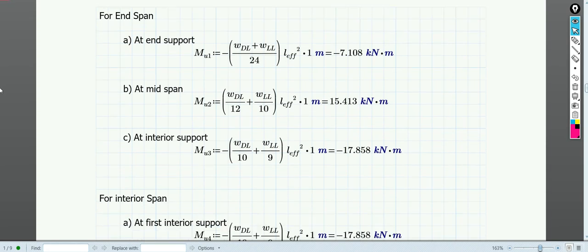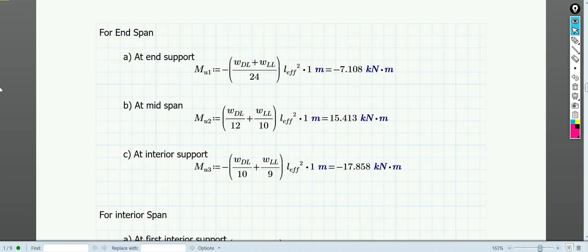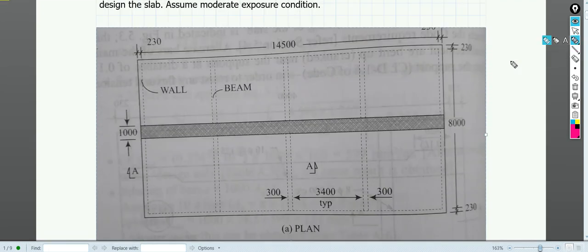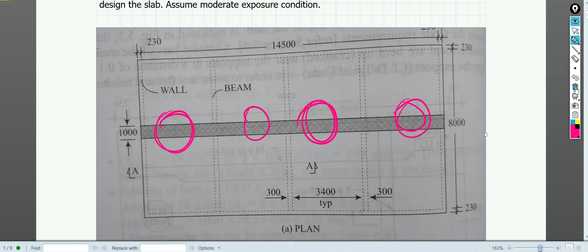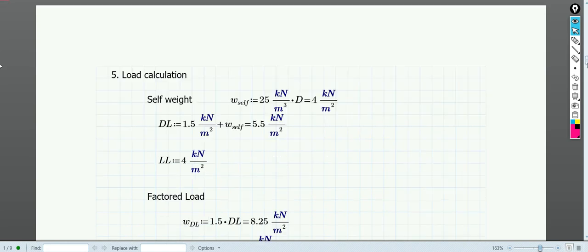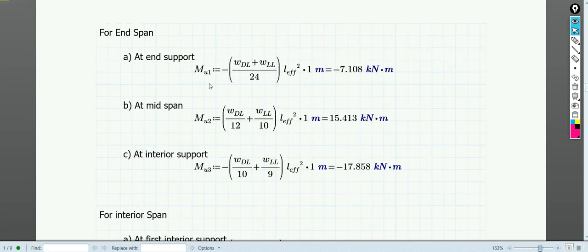Now let's calculate the moments for the inspan. Suppose for the inspan, that means this span we are talking about, this span, this span. Okay, these are the end spans, right? And these are the interior spans. Now for the end span, here Mu1 is basically, at first we are calculating, the end span I am taking. So let's draw it.